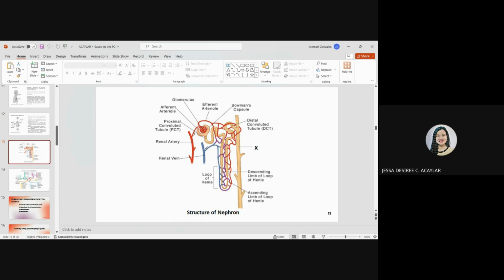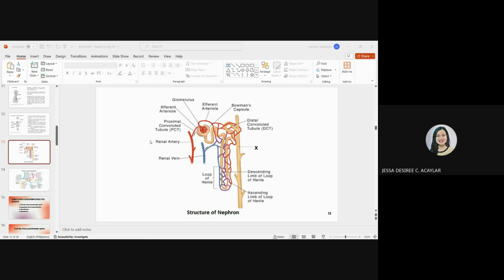Saan po ba ang site of action ng mga carbonic anhydrase inhibitor po sa mga nakakaalala? Feel free po. Hello? Yes po, Ma'am Mary Sade. Sa, if I'm not mistaken, simultubule. Yes po, thank you po, Ma'am Mary.